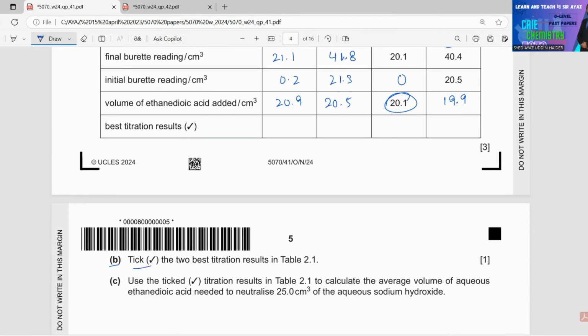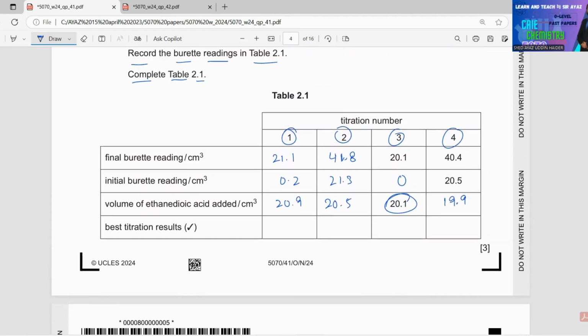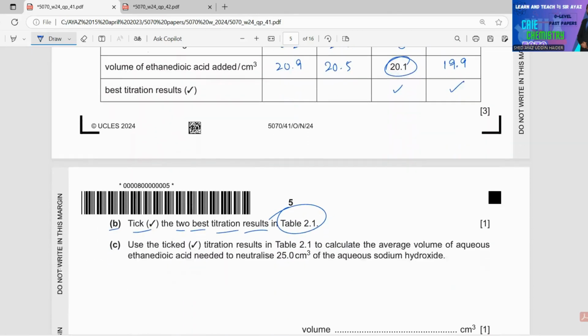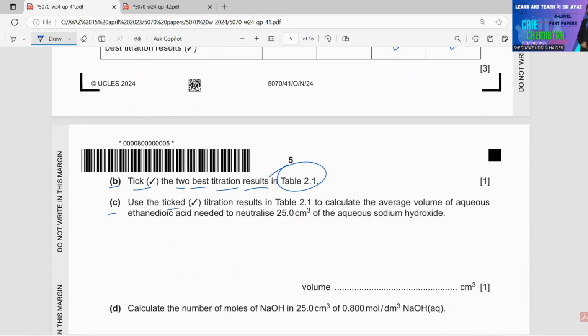B. Tick the 2 best titration results in table 2.1. The 2 best titration results must have the least difference, like 0.2. We have titration 3 and titration 4: 20.1 and 19.9. C. Use the ticked titration results in table 2.1 to calculate the average volume of aqueous ethanedioic acid needed to neutralize 25 centimeter cube of the aqueous sodium hydroxide.